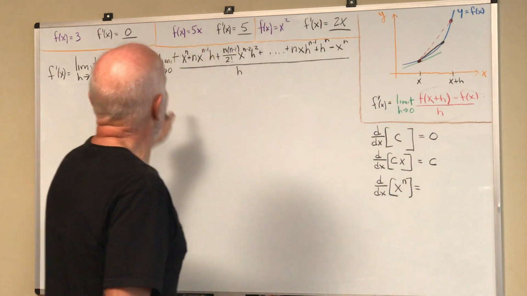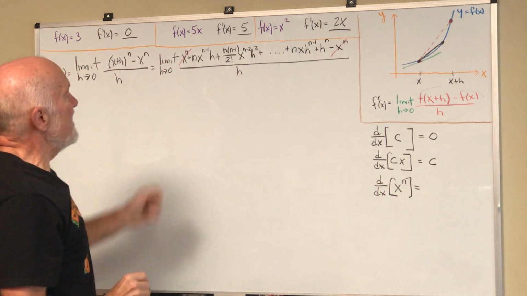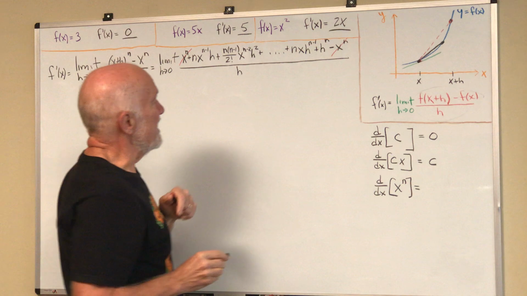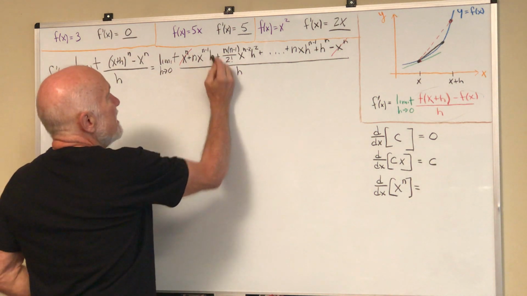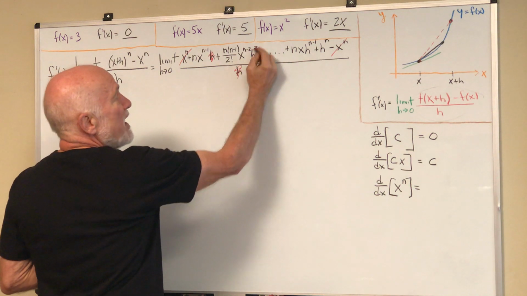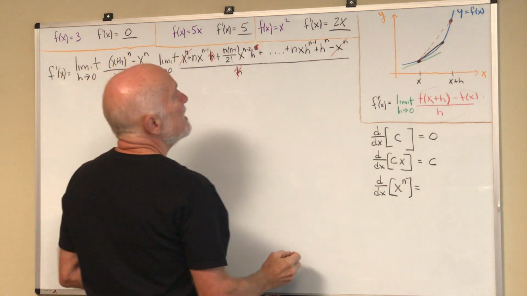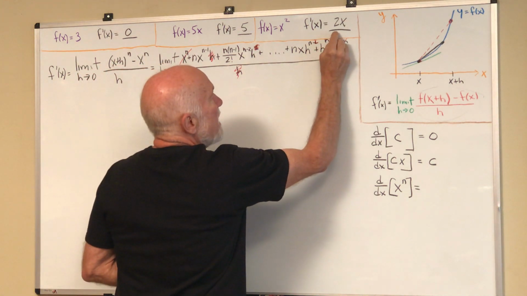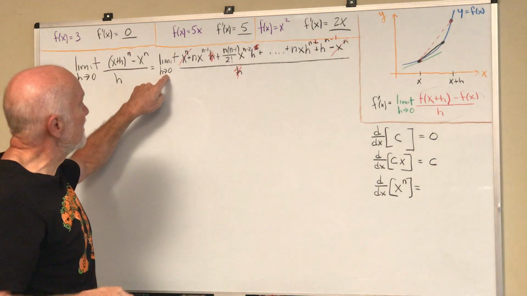But look what happens. This x to the n here cancels with this x to the n, and then every term that we have here has an h in it. So I can divide this h into every term, and so that h goes away. This becomes, instead of h squared, h to the first power. Every power of h goes down by 1. So that's h to the n minus 2, and this is h to the n minus 1.